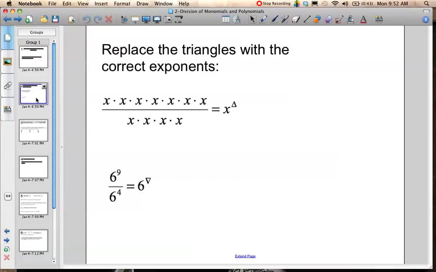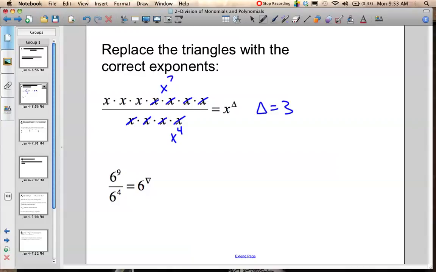Let's see what to do. Replace the triangles with the correct exponents. Oh boy, well let's see. If I'm counting x's on the top, 1, 2, 3, 4, 5, 6, 7 x's on top and 4 on the bottom. And if I remember some things about division, I can cancel some of these terms. I can cancel common factors. So what's left then is x to the third. So that upward triangle is 3. That was x to the 7th. On the bottom was x to the 4th.